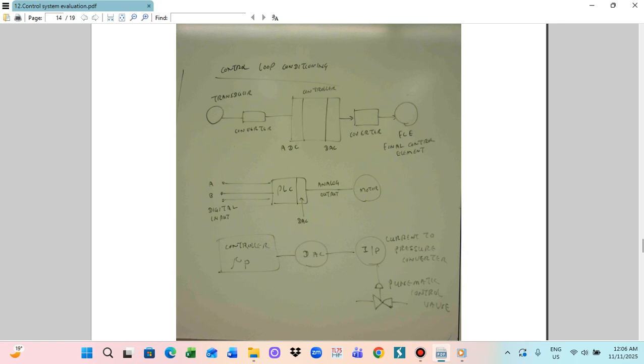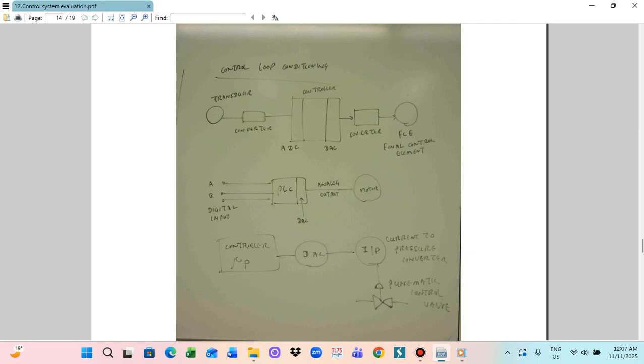We can also utilize a microprocessor controller. So controller, microprocessor, then you can use the digital to analog converter. And then you can use the pressure converter, IP. IP means current to pressure converter. So that's how you use the pneumatic control valve. So those are the typical control diagrams.